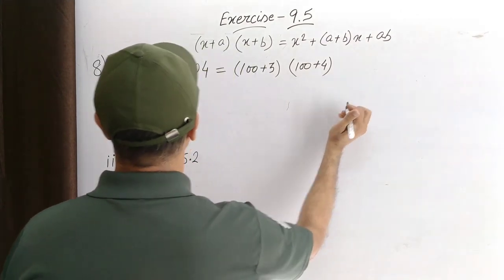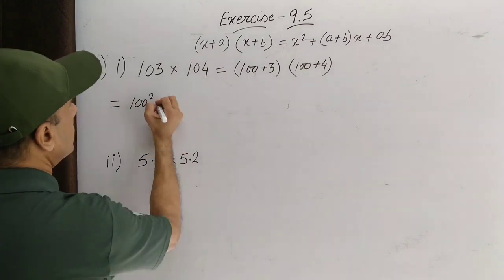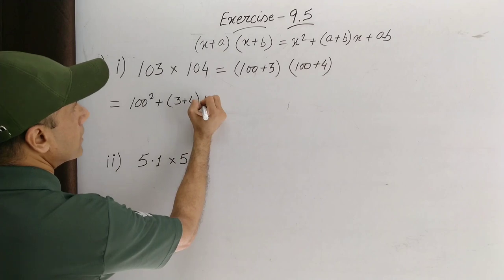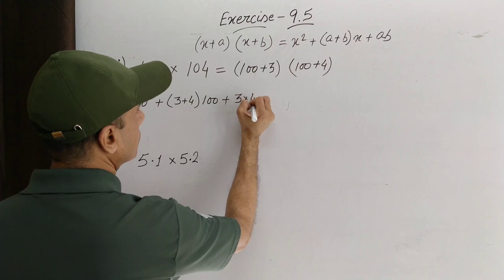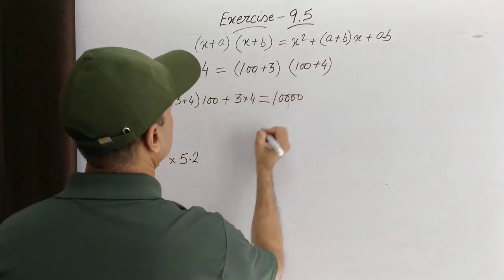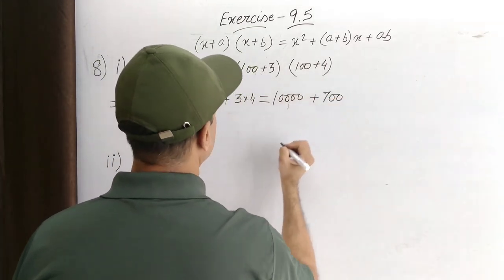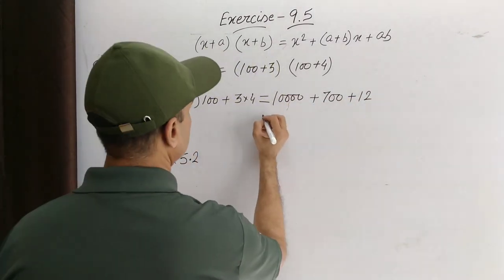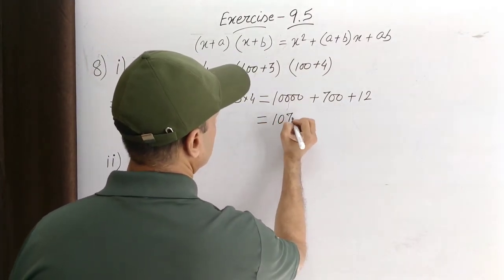So we get the value as x square, that is 100 square, plus (a plus b), that is 3 plus 4, into x, that is 100, plus a into b, that is 3 into 4. So this is equal to 10,000 plus this is 7 into 100, 700, plus this is 12. So we get the result as 10712.